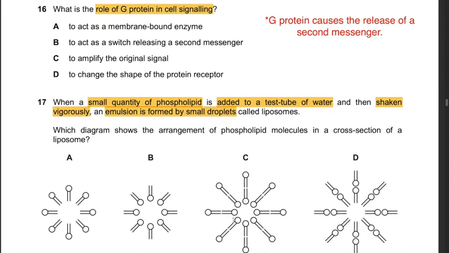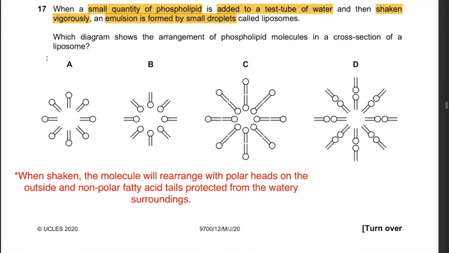Question 16. What is the role of G protein in cell signaling? Over here, the correct process done by the G protein is the release of a second messenger. Therefore, if we go through these options, closest and correct answer is B, to act as a switch releasing a second messenger.